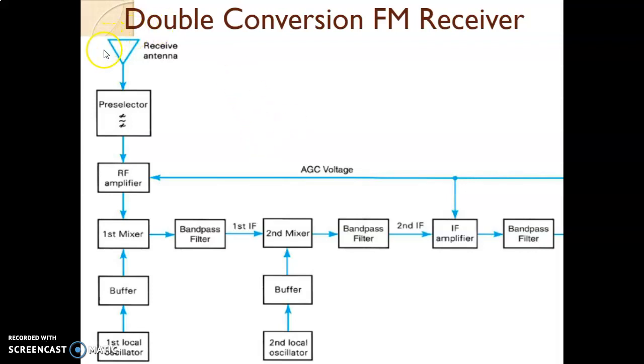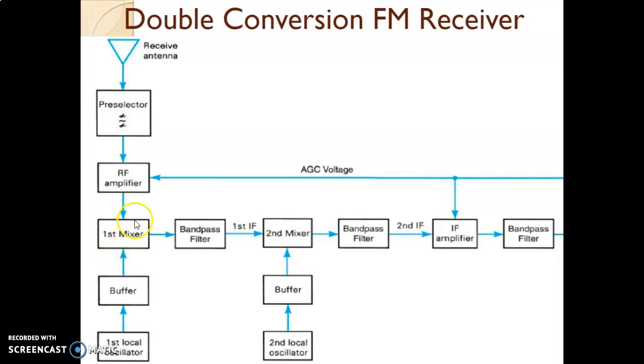You can see the diagram starts with the receiving antenna. Followed by that, there is a preselector. Preselectors are used to remove any image frequency which is present in the signal, and apart from that, they give selectivity to the receiver. After the preselector, there is an RF amplifier which is utilized for giving sensitivity, providing the proper gain, and providing the proper selectivity to the selected channel. After that, we have a mixer, which is the first mixer.